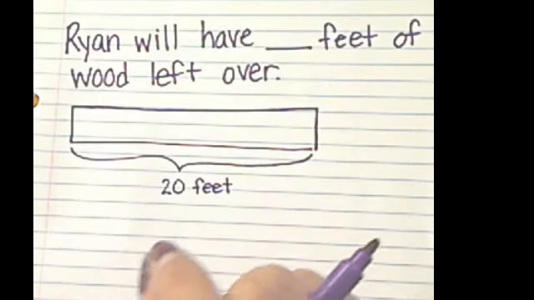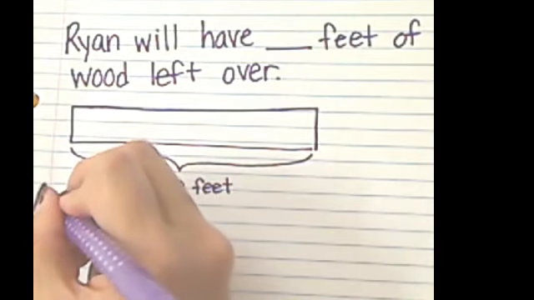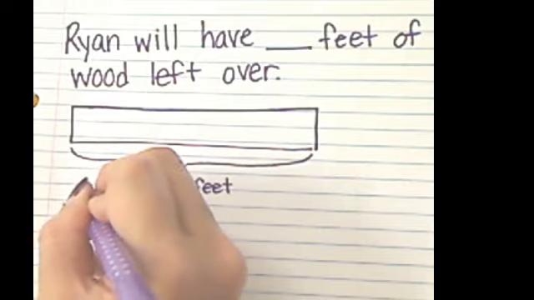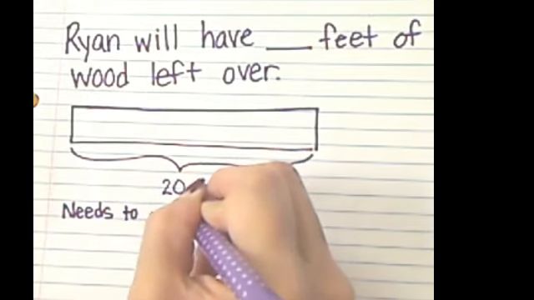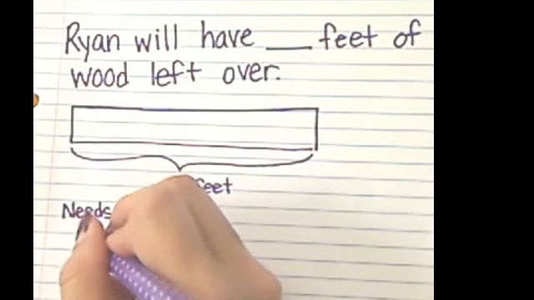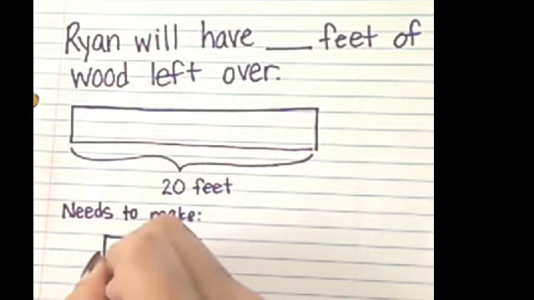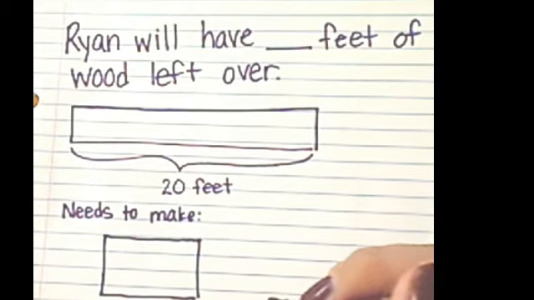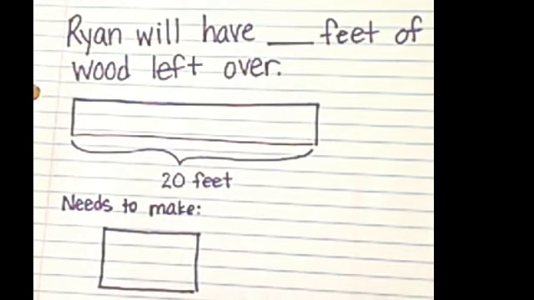Okay, this is what he has. What he needs to make is a rectangular frame. So I'm going to make a little note here. He needs to make a rectangular frame, just like that one that I showed you. And the problem tells us exactly how long each of the sides are. Do you know how long the sides are?